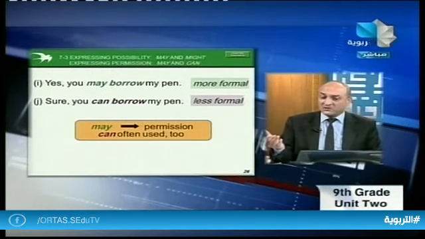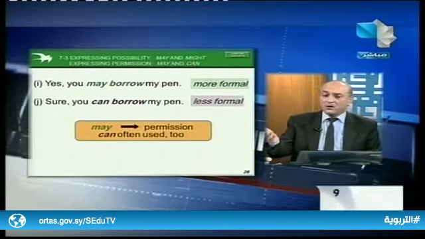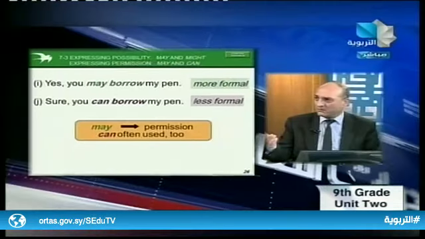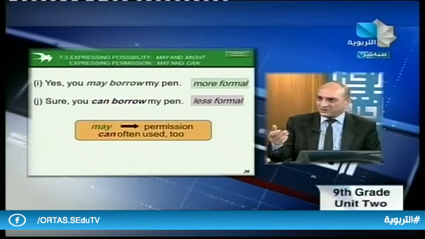Formal, but I can say, you can say can. You can borrow my pen if you like. Here, my pen. I can talk to my friend, and here, when I want to talk to my friend, we use can, in everyday language. It is less formal.